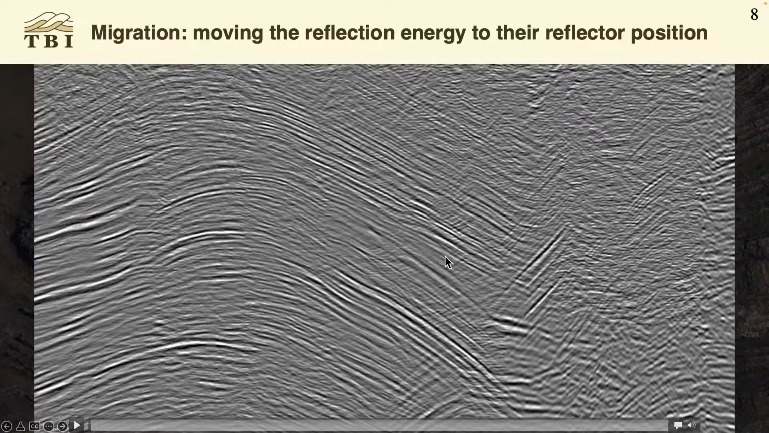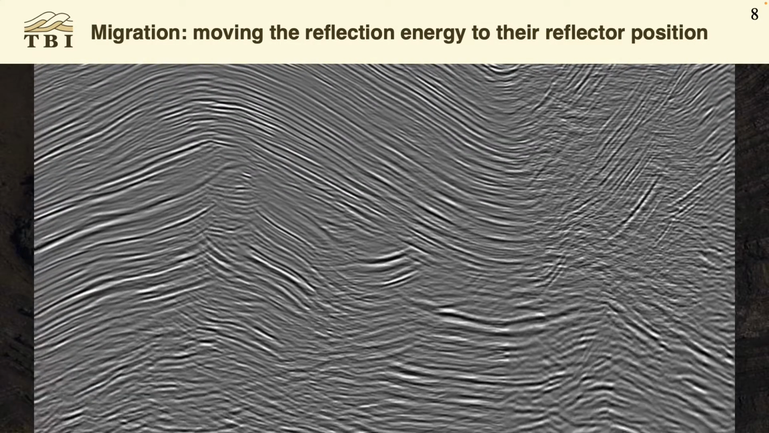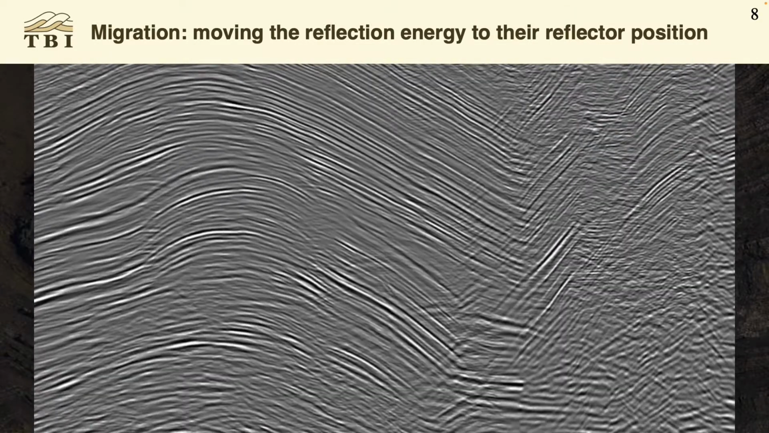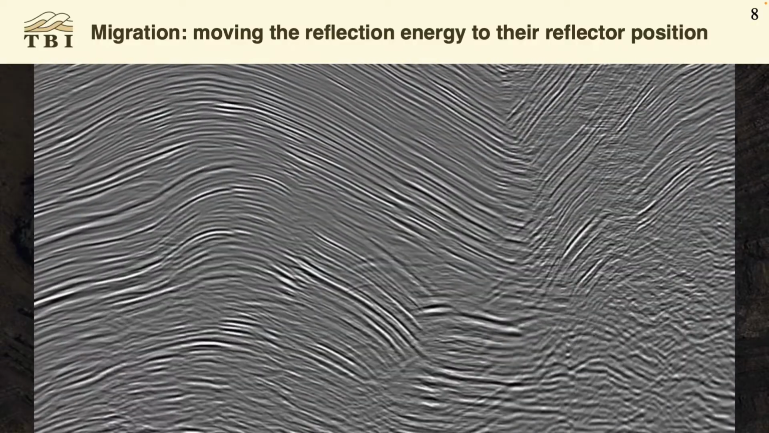But like I said earlier, we don't want the wave field that we record in the field. What we want is a picture of the reflectors that created this wave field. So what we do is the process called migration, and you can see why, because we move the seismic reflection energy into the position of their reflector. And you can see we've over-migrated, now we've under-migrated, back to over-migrated again, and back and forth.